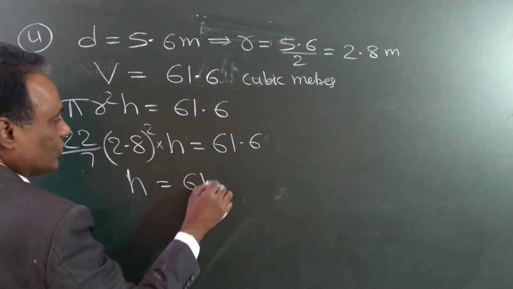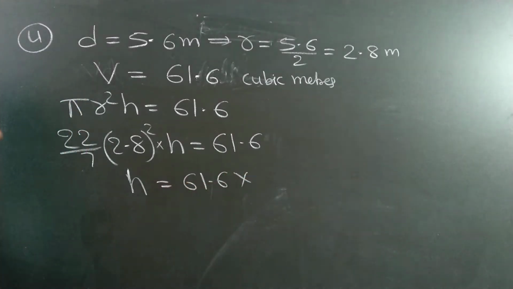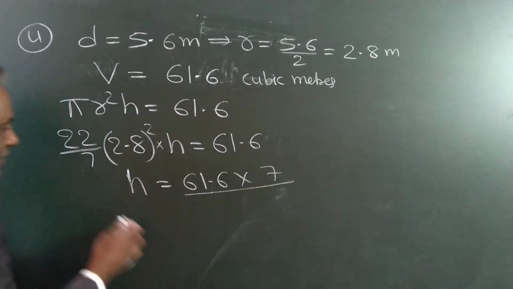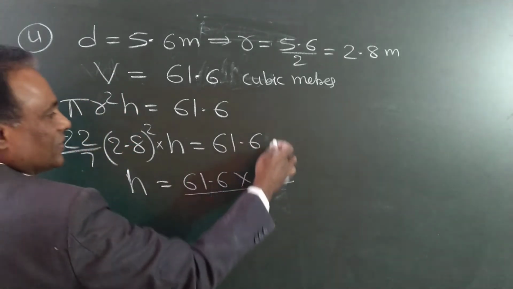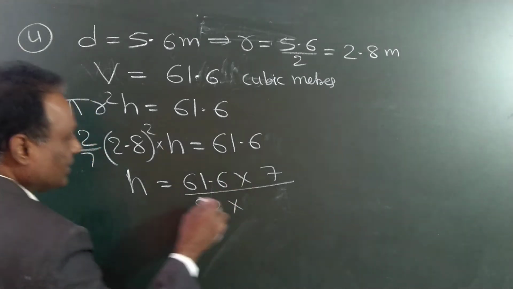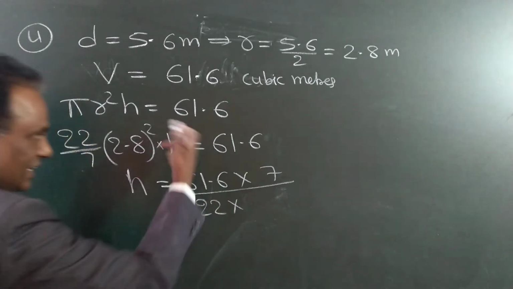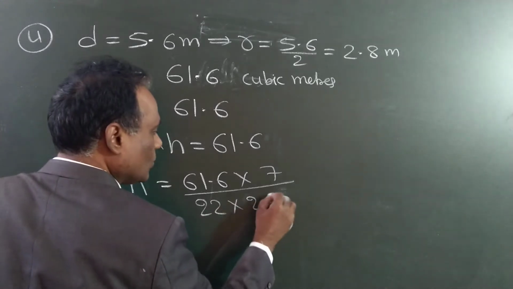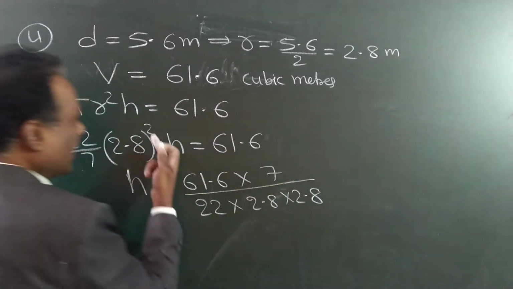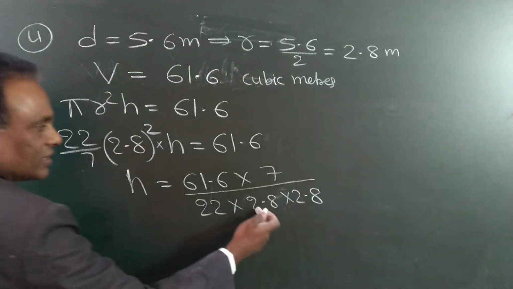H is equal to 61.6 into 7 will go up. 7 is in the denominator, no, it will go into the numerator. 22 will be in the denominator. 2.8 whole square is in the denominator. 2.8 whole square is 2.8 into 2.8. Square means 2 times.